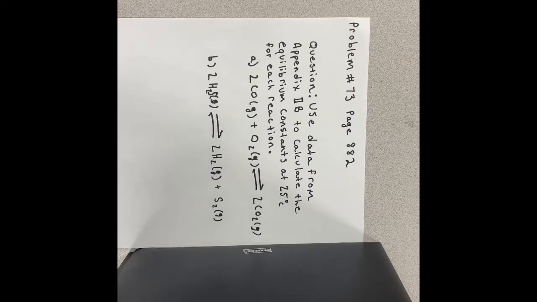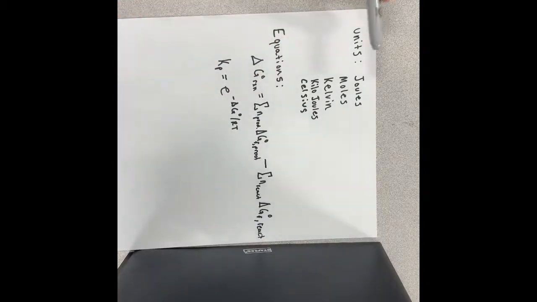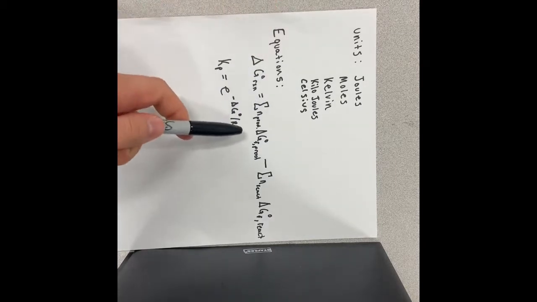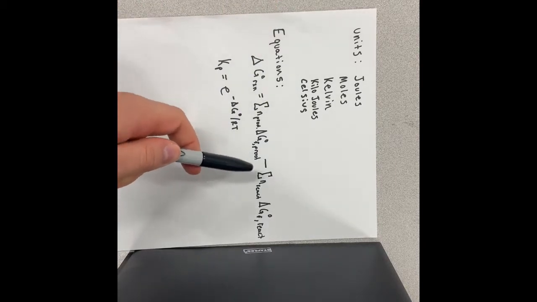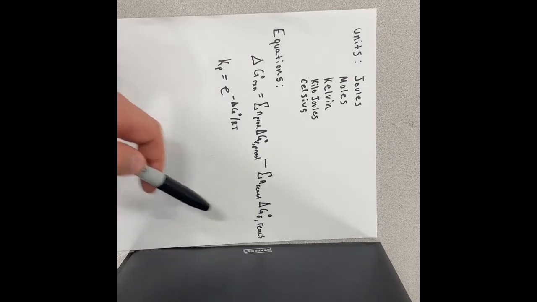Now, we're going to have to use units and equations here, so we want to evaluate them to better understand the problem. In this case, we will be using joules, moles, Kelvin, kilojoules, and Celsius. The equations we'll be using are the delta G reaction equation, which is equal to the number of moles of the product multiplied by the delta G of the product, subtracted by the number of moles of the reactant multiplied by the delta G of the reactant.